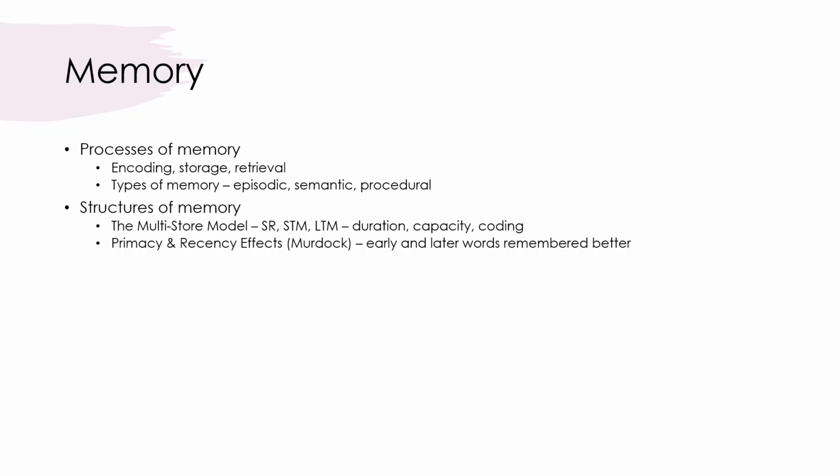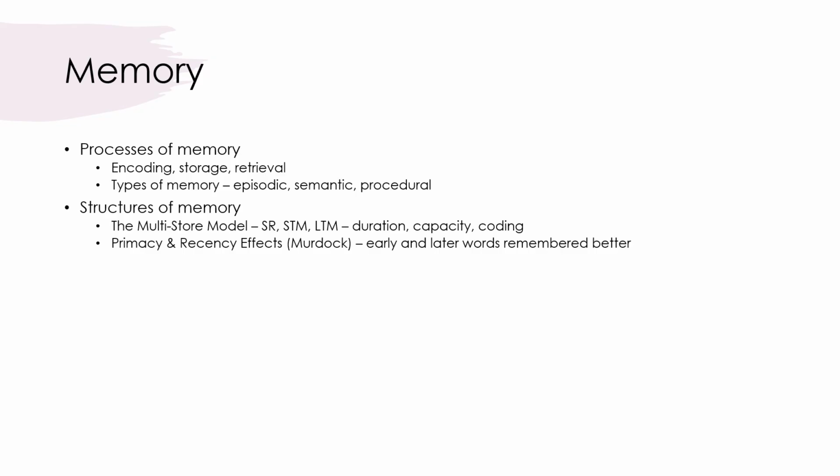So these are all terms that you can then use later on, as we'll see in a second, looking at the multi-store model. So then you've got the structures of memory, and these are kind of combined together. So you've got the multi-store model of memory. You need to know what that model is. It was by Atkinson and Shiffrin. You first have the sensory register, so information comes in from your senses and is taken into the sensory register. If you pay attention to that information, it then goes into short-term memory.